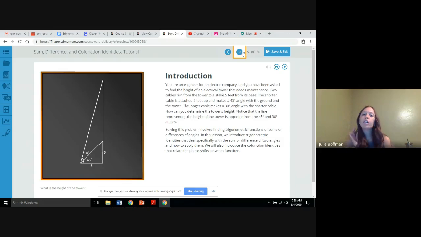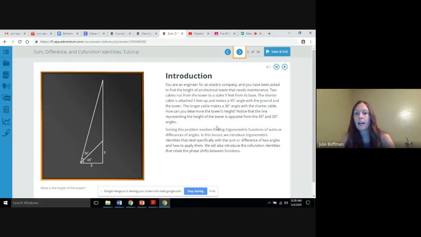Okay, so here's the introduction problem. It says you're an engineer for an electric company and you have been asked to find the height of an electrical tower that needs maintenance. 2 cables run from the tower to a stake 5 feet from its base. The shorter cable is attached 5 feet up and makes a 45-degree angle with the ground, and the longer cable makes a 30-degree angle with the shorter cable. How can you determine the tower's height?